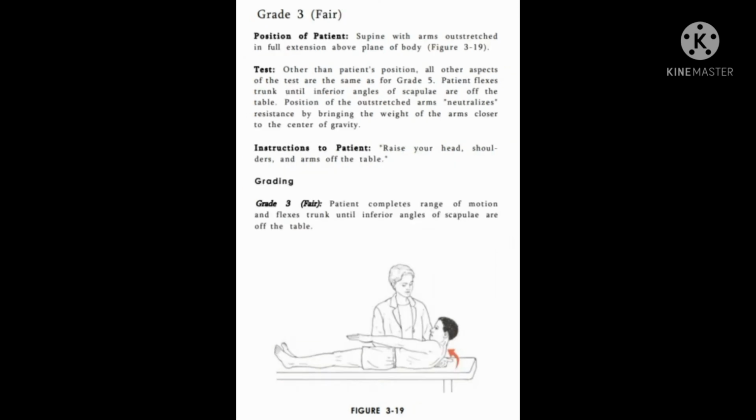Grade 3. Patient position: supine with arms outstretched in full extension above the plane of the body. Test: other than the patient's position, all other aspects of the test are the same as for grade 5. Instruction given to the patient: raise your head, shoulders and arms off the table. Grade 3. Patient completes range of motion and flexes the trunk until the inferior angles of the scapulae are off the table.